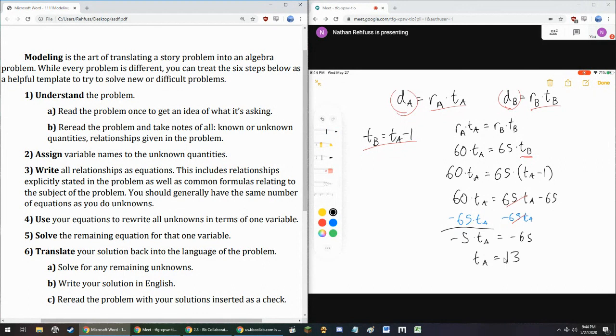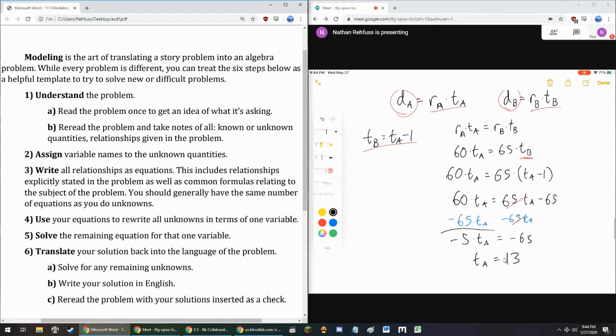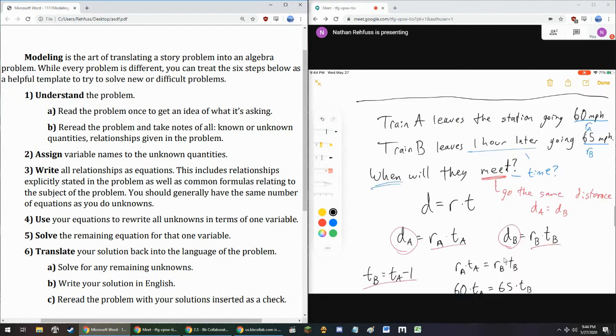And now we want to put these back into the language of the problem. I could say something like, okay, that means train A travels for 13 hours. So when I say when will they meet, I could say they will meet 13 hours after train A leaves or 12 hours after train B leaves. Those are the same time.